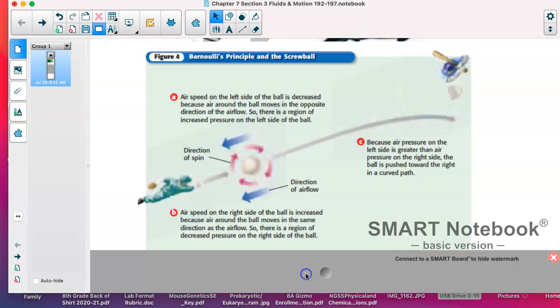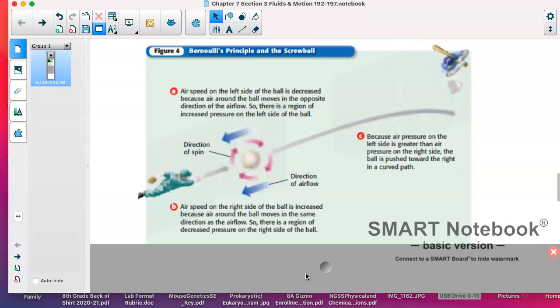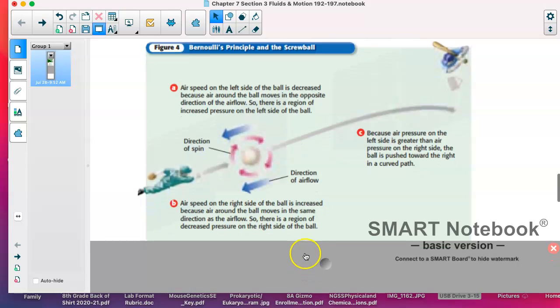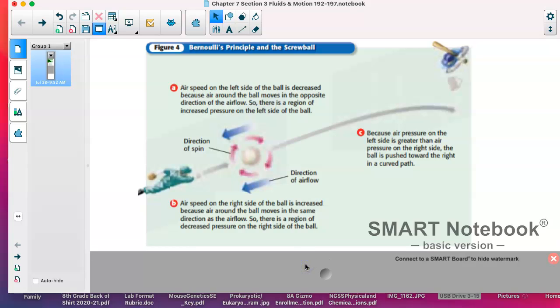Speaking of sports, we talk about the screwball and the curveball. Those all use pressure differences. It's pretty amazing. If you are familiar with how a curveball or screwball works, it deals with that difference. So if you look, this is a screwball. The airspeed on the left side of the ball is going to be lower, and then because of the spin on the ball, there's a region of increased pressure on the left side because of that.